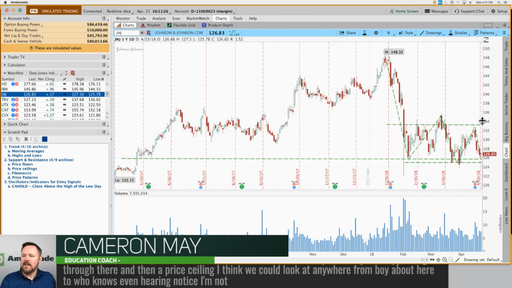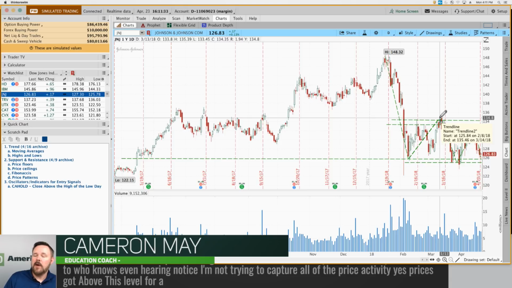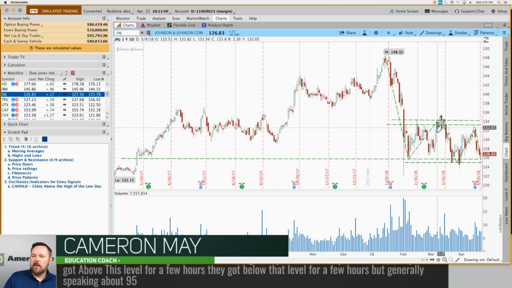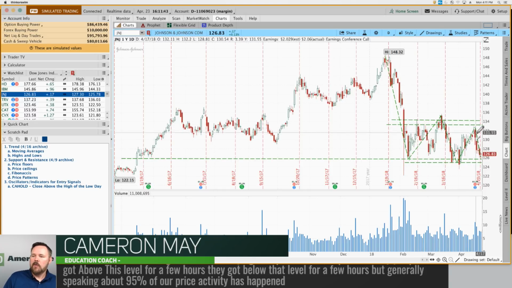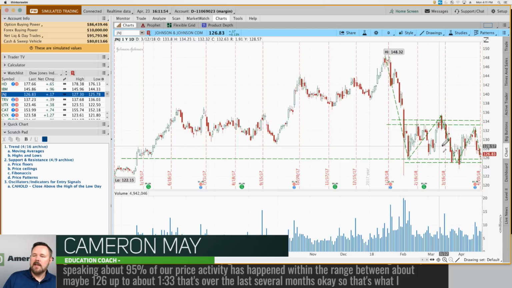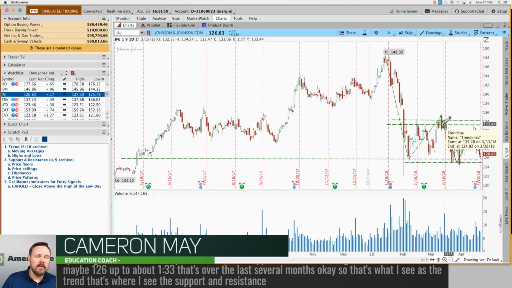And notice I'm not trying to capture all of the price activity. Yes, prices got above this level for a few hours. They got below that level for a few hours. But generally speaking, about 95% of our price activity has happened within the range between about maybe 126 up to about 133. That's over the last several months. Okay? So that's what I see as the trend. That's where I see the support and resistance areas.